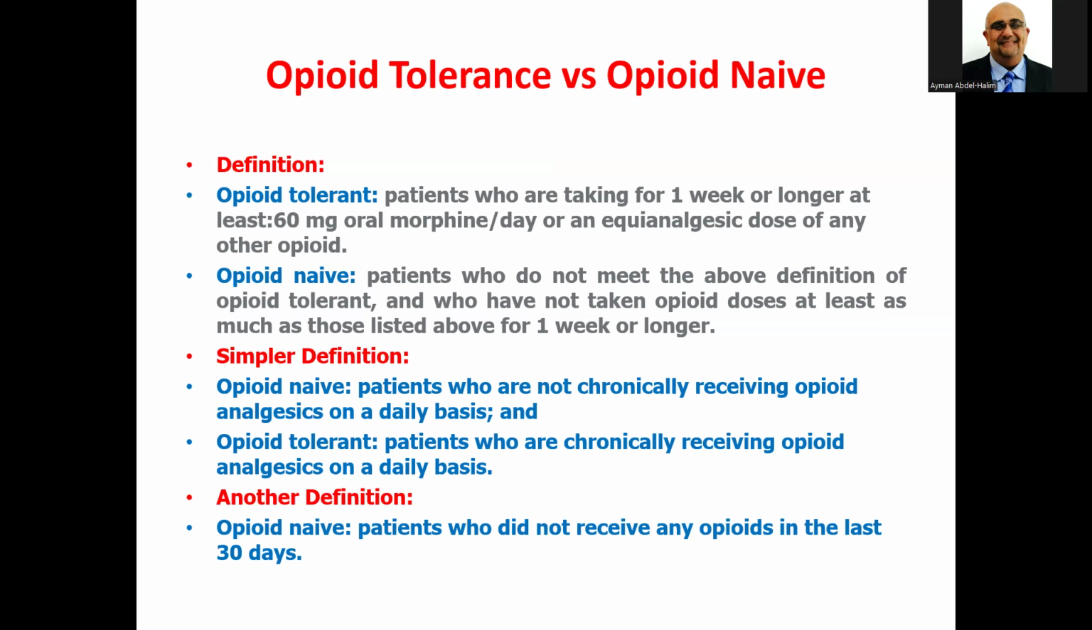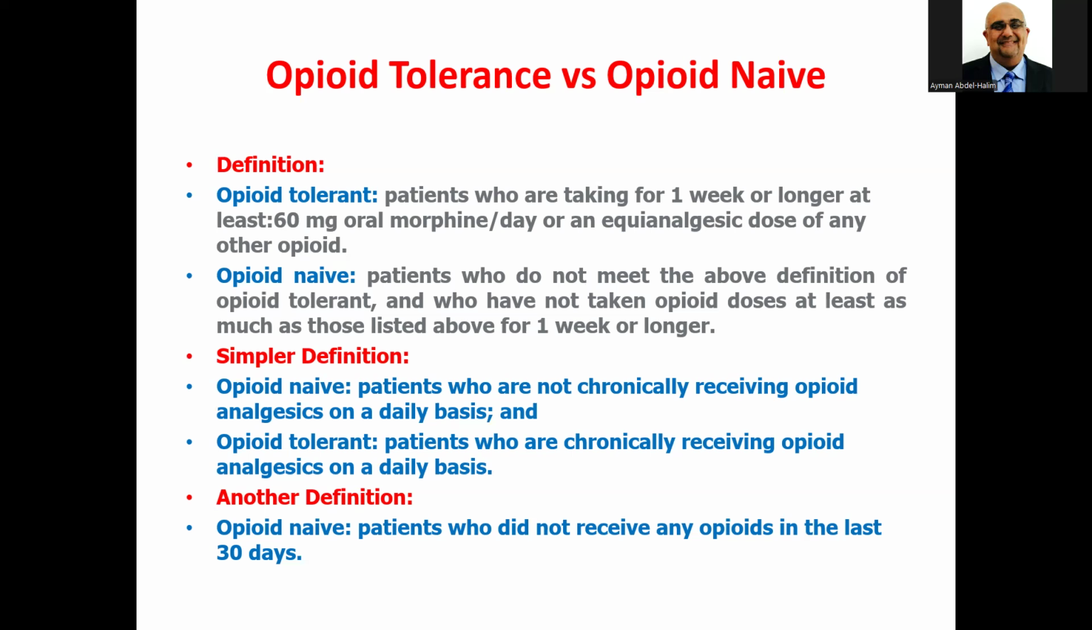And basically, we don't have one definition. We have at least three definitions for opioid tolerance versus opioid naive, and I want you to take a note of this. So the first one is: opioid tolerant are the patients taking for 1 week or longer at least 60 milligrams of oral morphine per day or its equi-analgesic dose. Opioid naive are the patients who don't meet the above criteria. So this is one definition. You have to take at least 60 milligrams of oral morphine for 1 week.